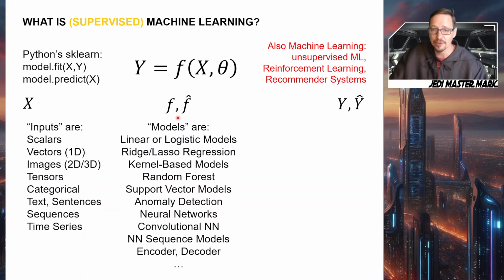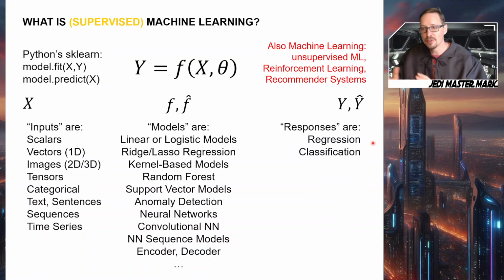Our machine learning models, this function, can be everything from linear and logistic regression models, which we'll cover here shortly, to random forest, kernel-based models, support vector machines, neural networks. And so we're really going to jump straight from linear and logistic regression straight into neural networks, and then some of these more advanced neural network architectures. And then the responses are going to be either regression or classification. And I'll talk a little bit about what the difference is for these different responses.